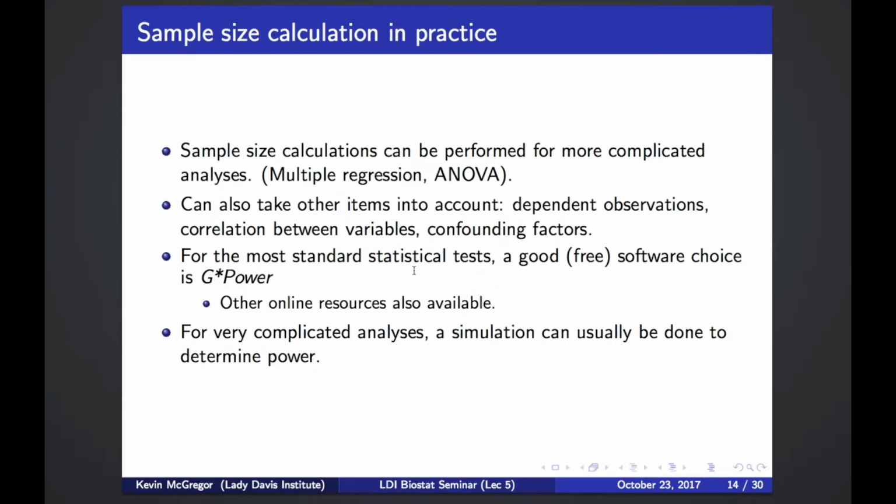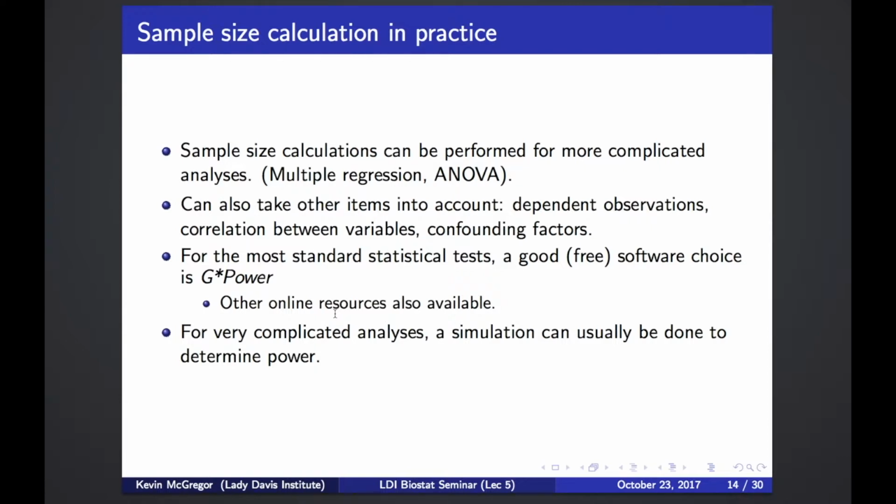But for most standard statistical tests, a very good software choice, which is also free, available on both Mac and Windows, is called GPower. And so that's the software that I'm going to show you at the end in the tutorial today. And there are tons of online resources available as well. If you just do a Google search for power calculation and whatever statistical test you want, you'll probably find an online calculator that you can use to do that.